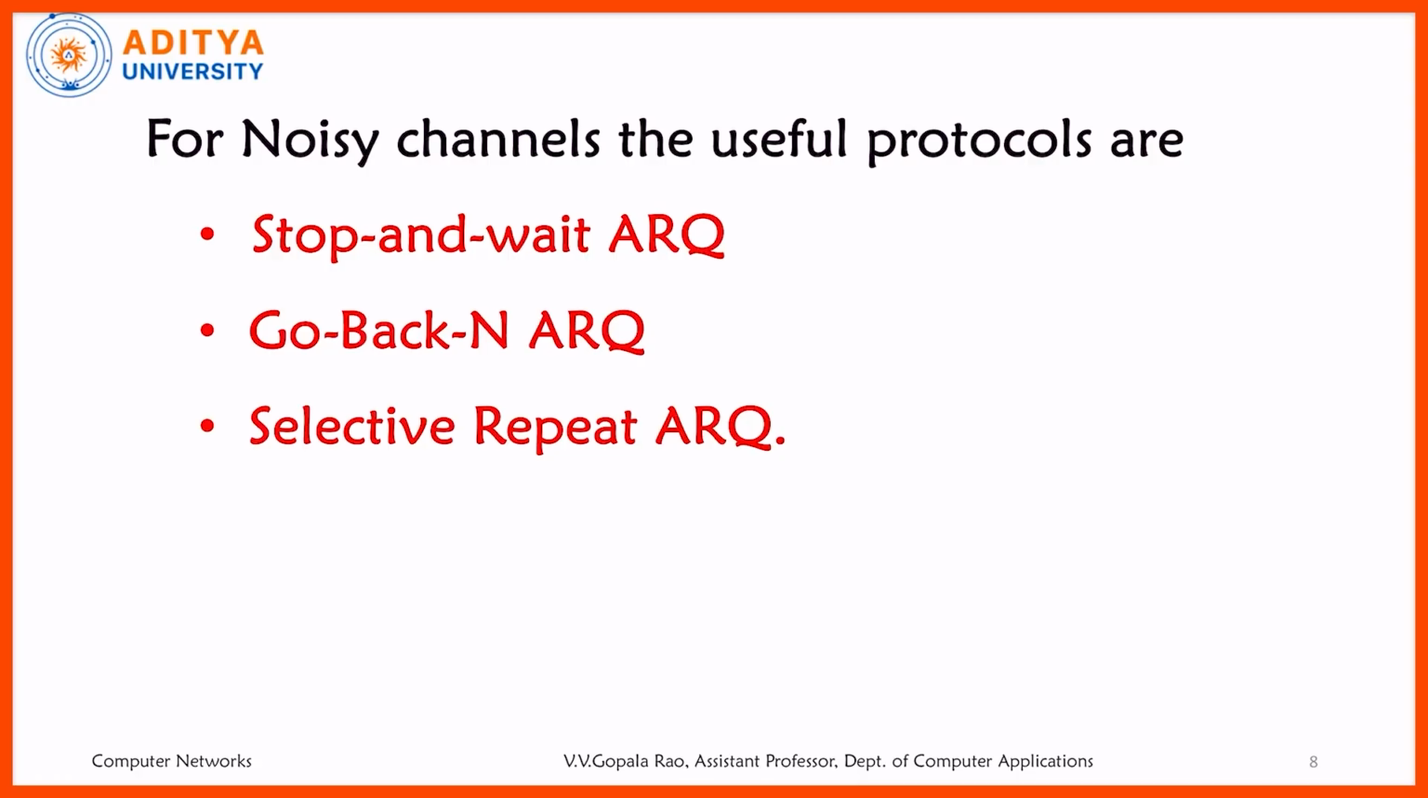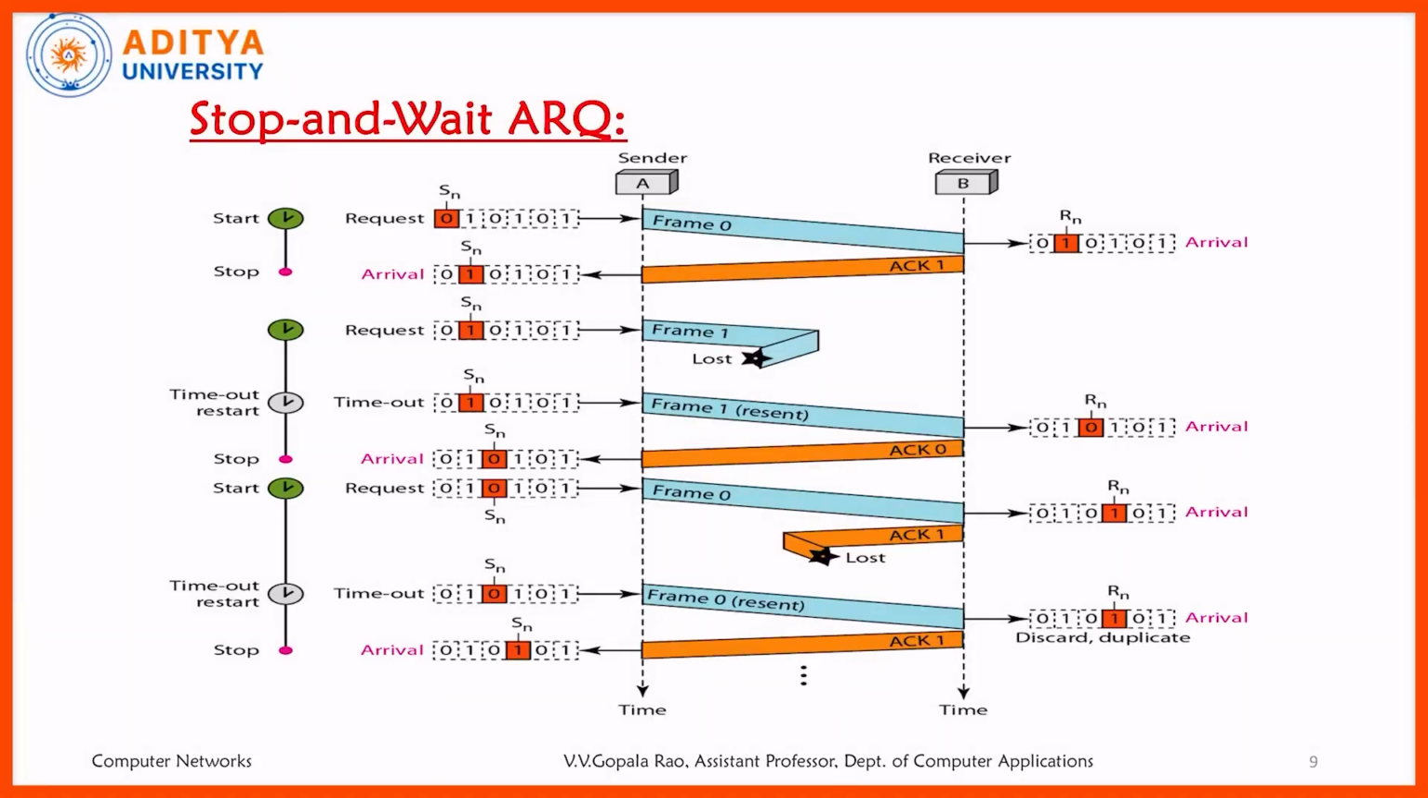Without any requests, you will not interfere in this transmission. Based on the interest of the receiver only, you are able to designate which frame is to be put in the transmission, that you can decide. Let us start with the stop and wait ARQ. So this is the thing.